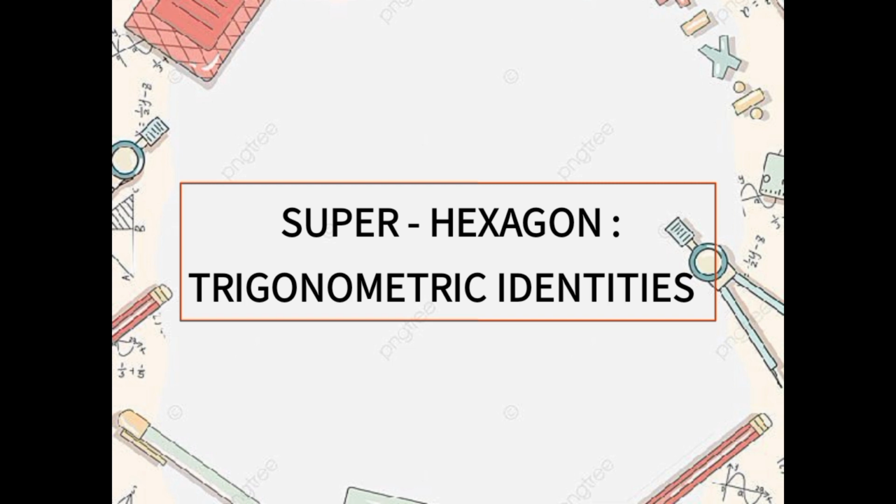So, super hexagon, kailangan lang nating alamin kung paano gamitin ang super hexagon or magic hexagon para hindi na natin kailangang mag-memorize. Alamin lang natin kung saan nakalagay si sine, cosine, tangent, cosecant, secant, at cotangent. But first, let's identify the definition of superhexagon.